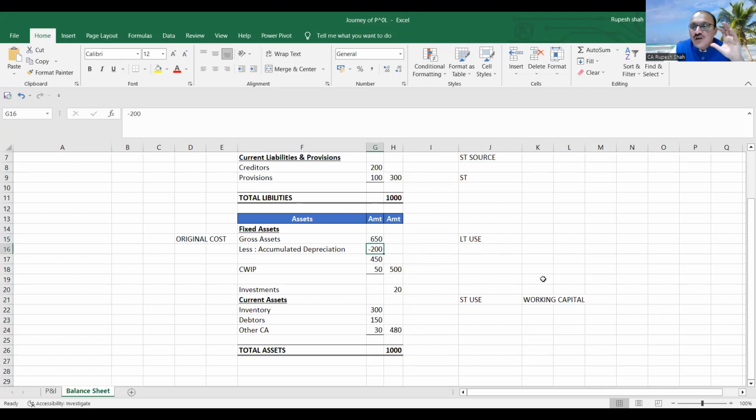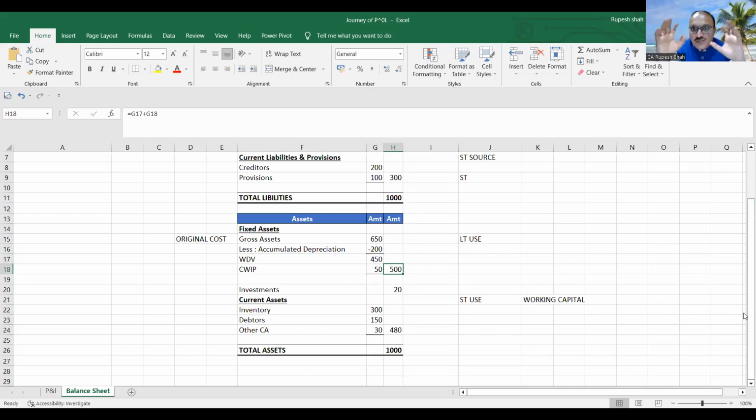Then what is the total depreciation I have already charged on those assets? Say 200 crore. So this is called the WDV, the written down value of the assets, that is say 450 crore. And say capital work in progress is 50 crore, that means 500 crore is my actual long-term utilization of my money.